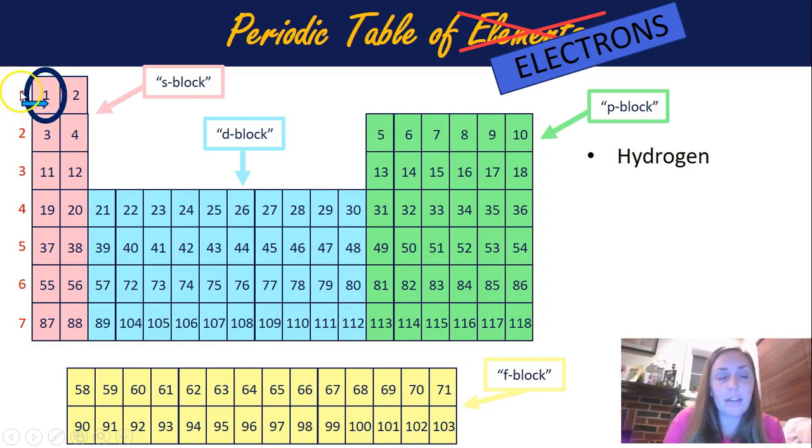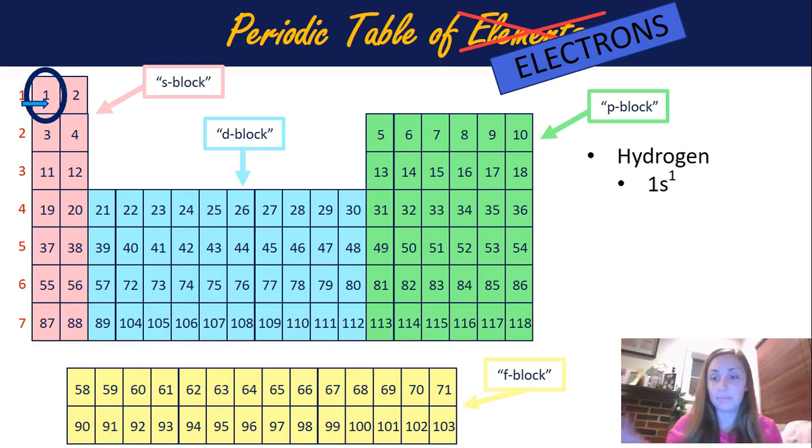So it's in the first energy level, S block. So this is 1s. These two, 1 and 2, are part of energy level 1 and the S block. But how many little squares did you pass? Well, you only went through 1. So it's 1s1.